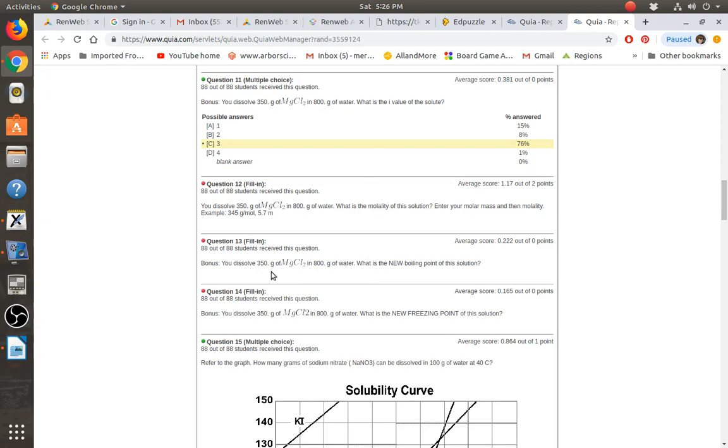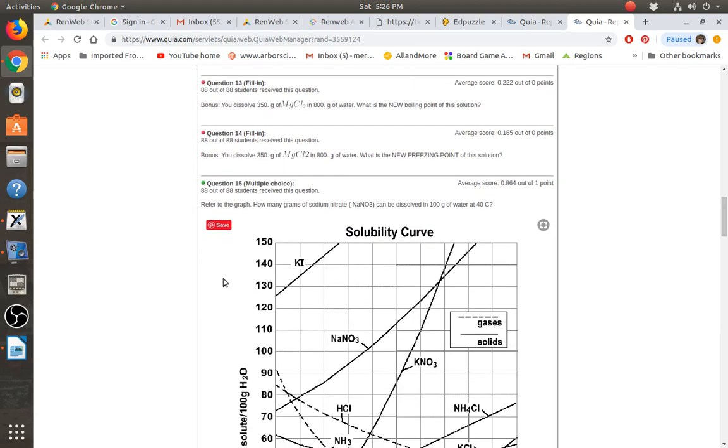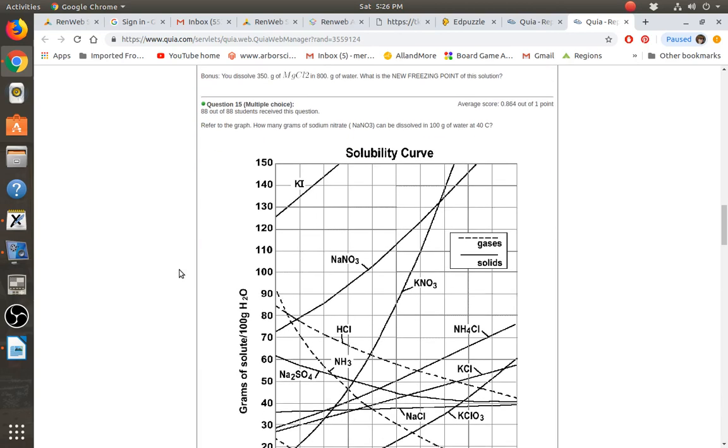Now these are bonus questions. What is the new boiling point? What's the new freezing point? I'm not going to work those out because we worked them in similar questions in another place. So let's just look at the graphs. We got 86% got this right.